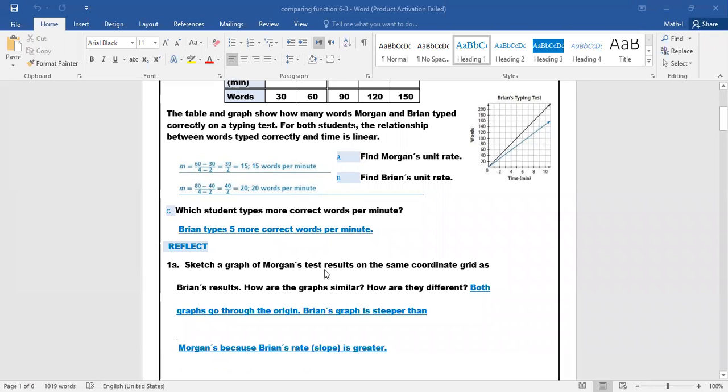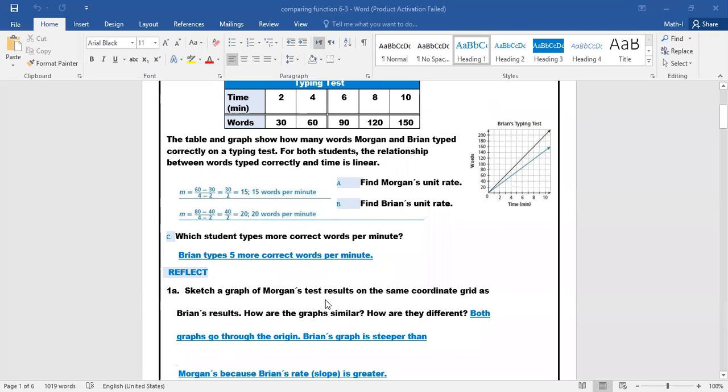Sketch a graph of Morgan's test results on the same coordinate grid as Brian's results. How are the graphs similar? We already have Morgan's, it was 15, right? So we can start with 0 and 15, and then 2 and 30, 3 and 45, and so on. So the yellow line, you can see the yellow line, is for Morgan's. How are both graphs similar?